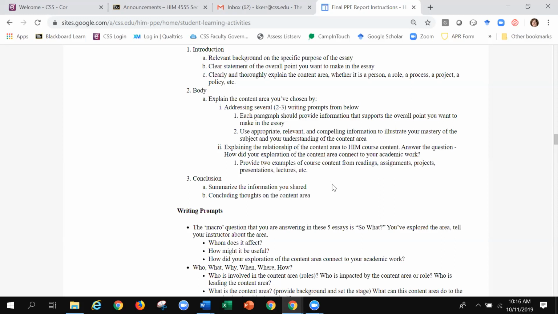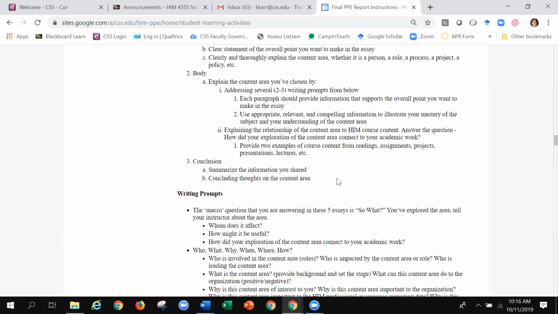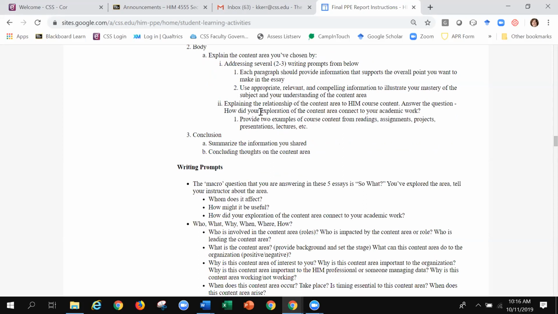You should use appropriate, relevant, and compelling information to illustrate your mastery of the subject and your understanding of the content area, okay? So explain, explain, explain, and elaborate. Then you should always, for each of these, explain the relationship of the content area to HIM course content. So you're going to answer the question, how did your exploration of the content area connect to your academic work? You need to provide 2 examples of the course content from readings, assignments, projects, presentations, lectures, etc.